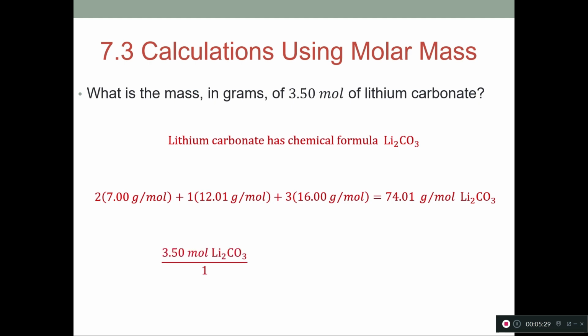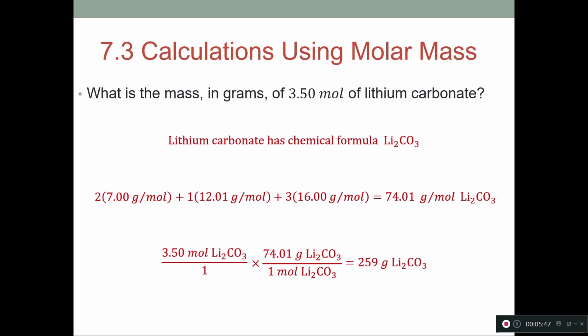So then when we want to calculate the number of grams of it, we want to take the number of moles we're given, then we want to multiply it by our molar mass here, so that has the moles on bottom. So we want 74.01 grams of the lithium carbonate over 1 mole of lithium carbonate.